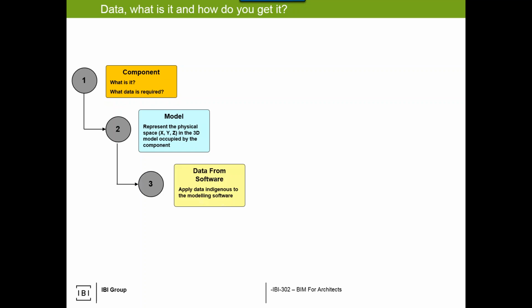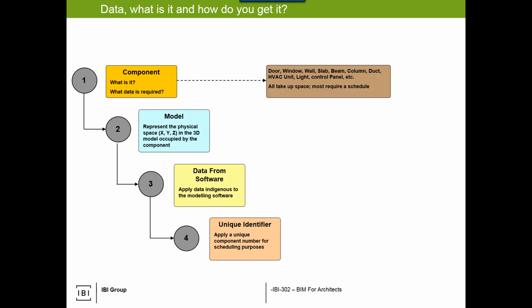But when I look at it, I say, okay, understand BIM. What is it? What's the data I need? What does the object look like? What does the software do for me? And then what additional things do I need to do? So, the what is it? Is it a door, window, wall, slab, etc.? I've got to know what it is.